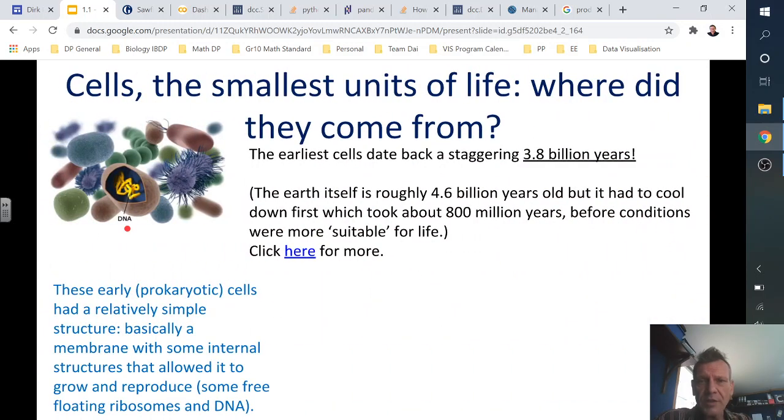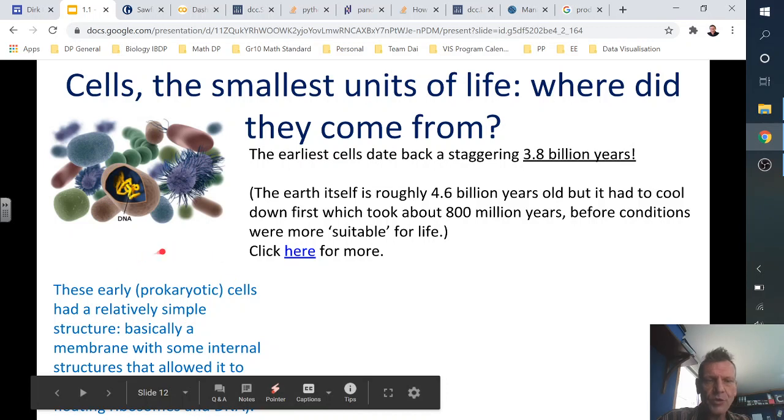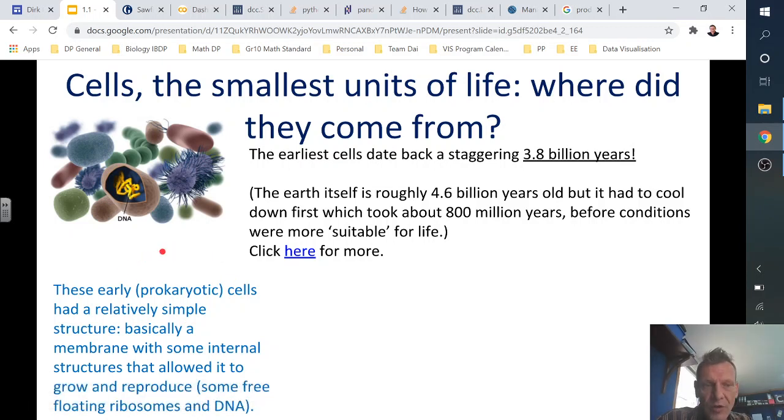Now, then we come to cells. A little bit about what's the origin of cells. We will look in the next unit into prokaryotic cells versus eukaryotic cells. How old are prokaryotic cells? Because they were the first ones on the planet. I wrote here the earliest cells date back a staggering 3.8 billion years, roughly, because we're not quite sure yet. It could also be 4.1 billion years, or maybe even a little bit older. Earth itself is roughly 4.6 billion years old. So the age of life on this planet is not too far off from the age of the planet itself.